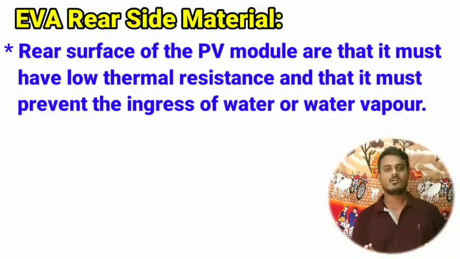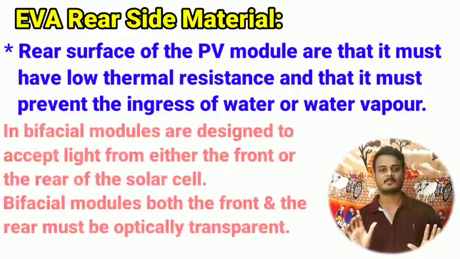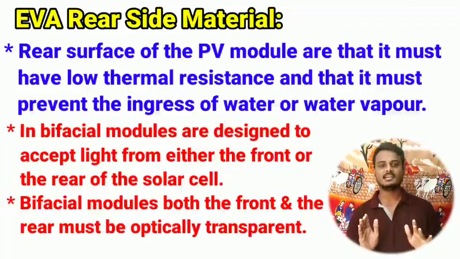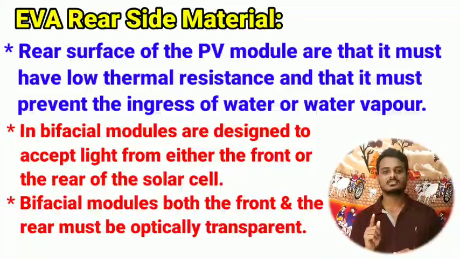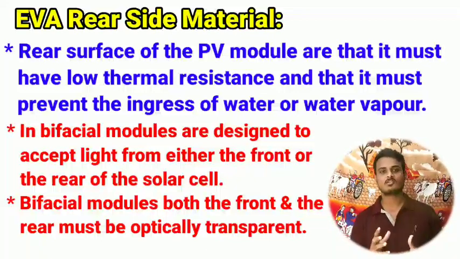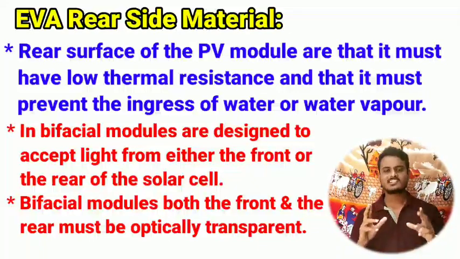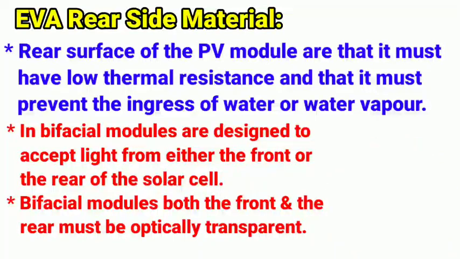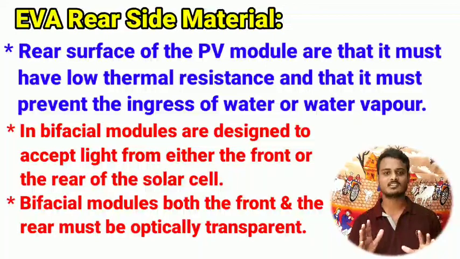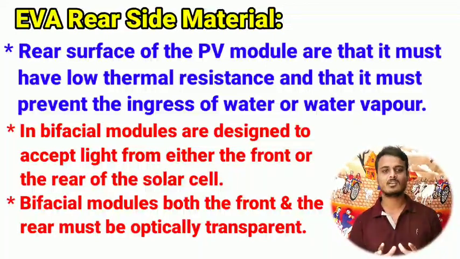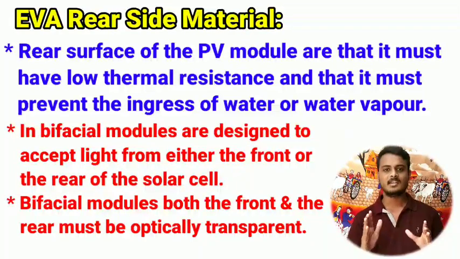These two parameters we need: solar second layer EVA. Bifacial modules are designed to accept light from either the front or the rear of the solar cell. In the bifacial solar module, we are using transparent EVA on both sides only. In bifacial modules, both the front and the rear must be optically transparent layers only. This is the overall theory about EVA backside or rear side material.